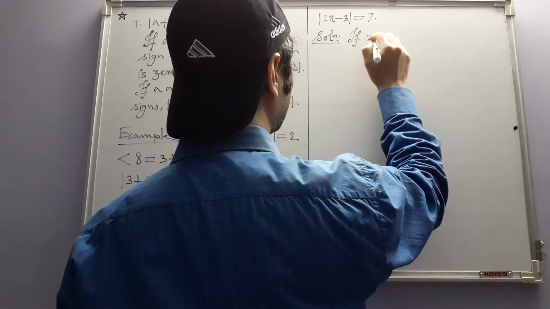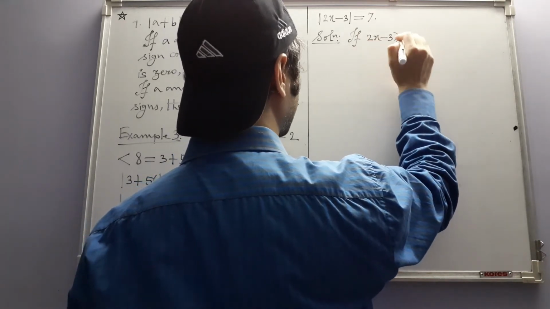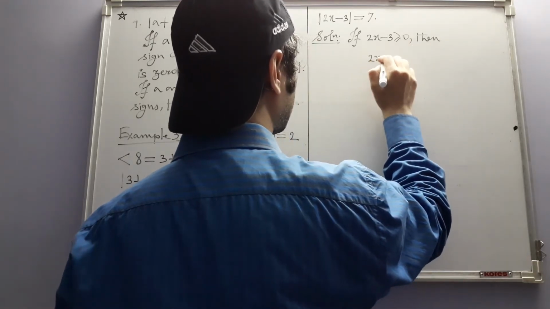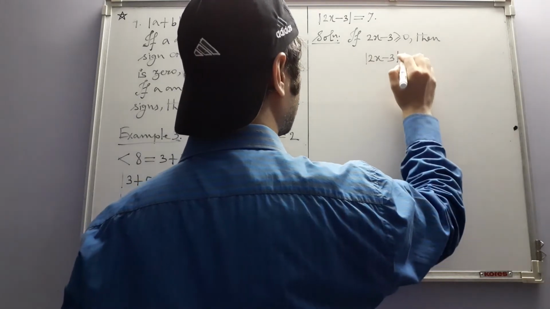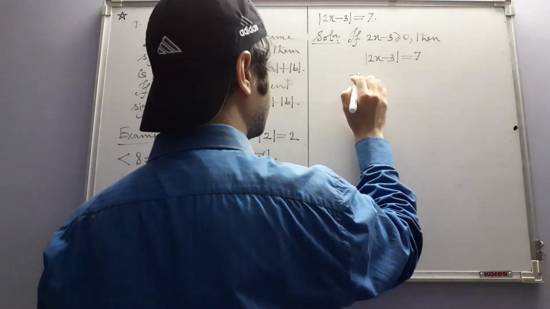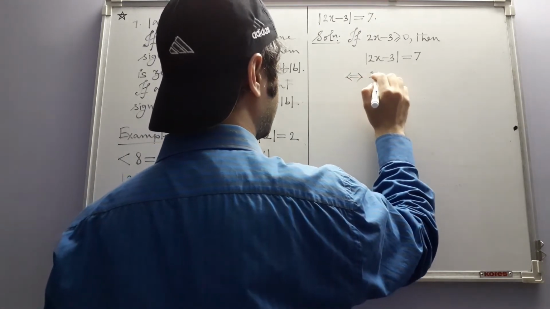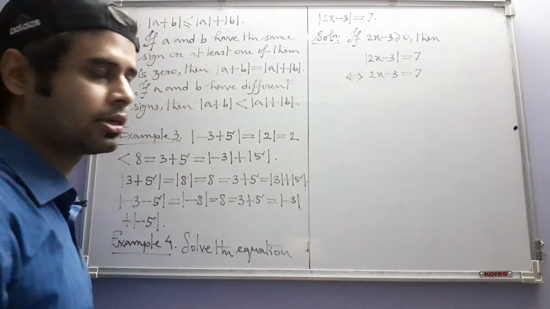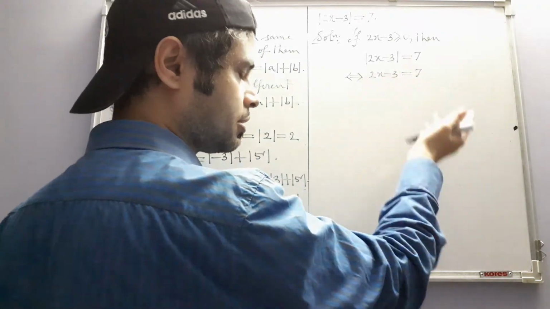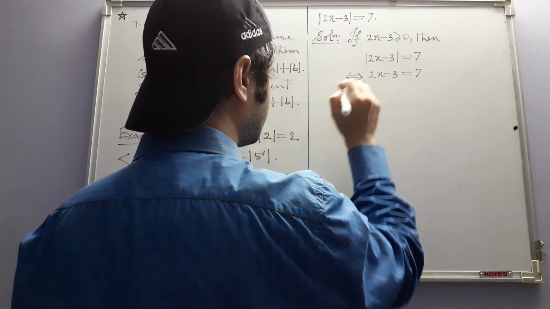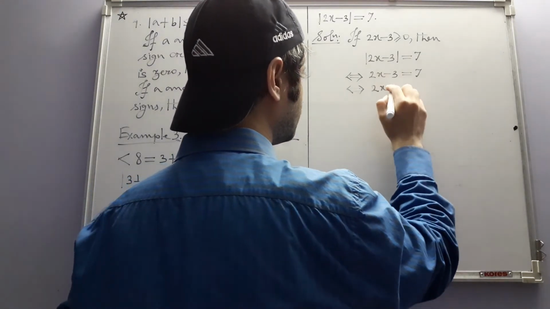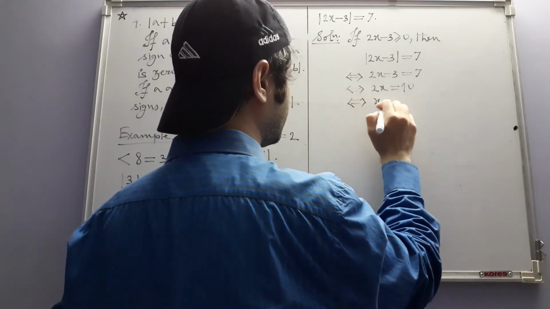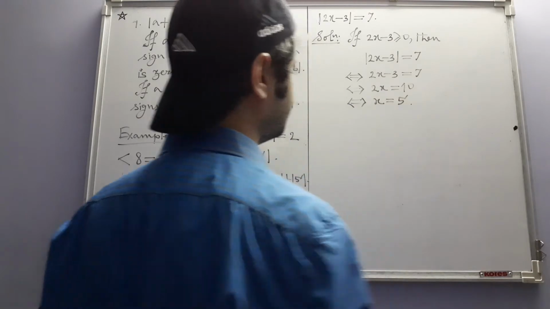If 2x minus 3 is non-negative, then this is equal to 7 if and only if, now because 2x minus 3 is non-negative, by the definition of absolute value, this is 2x minus 3 itself. 2x is equal to 7 if and only if x is equal to 5.